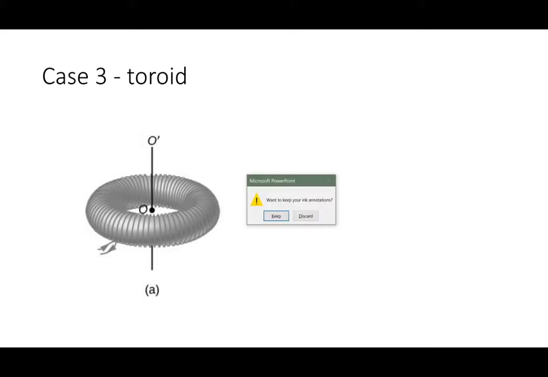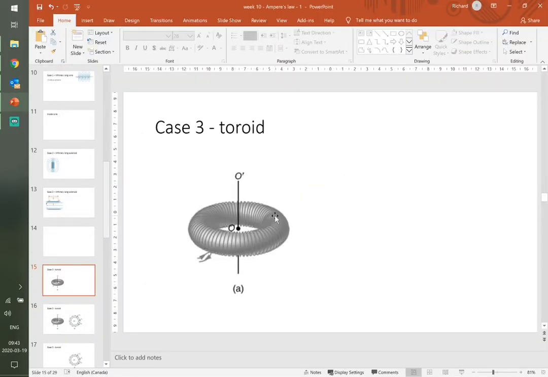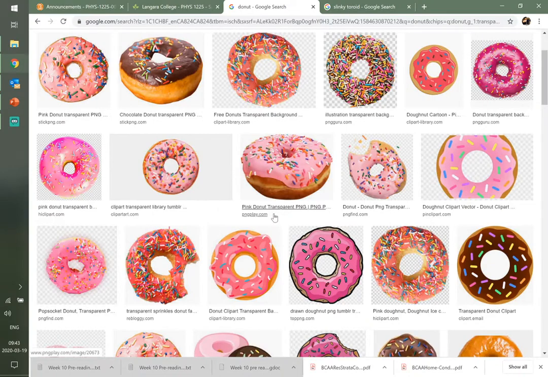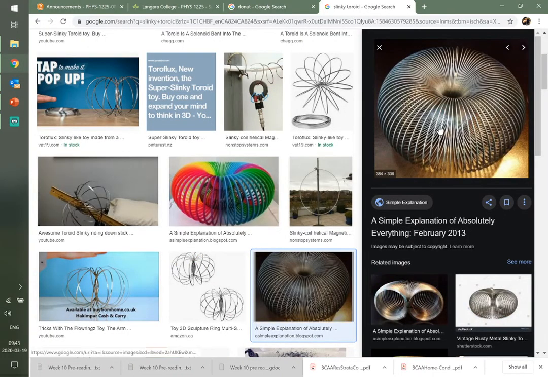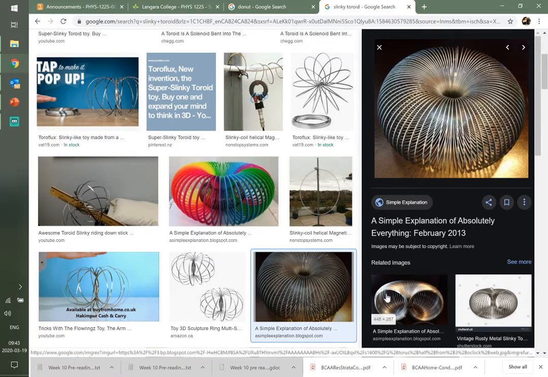Another way of visualizing it: a good visualization is a slinky toroid, where you take the two ends of the slinky and you wrap it around and join them against each other. So that's the shape of a toroid. Now down here, you can also see, if you cut it open halfway, the cross section of the slinky. So in this case, each loop makes a circle as well.